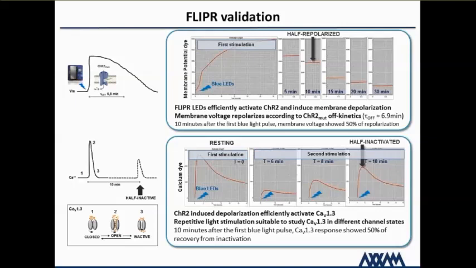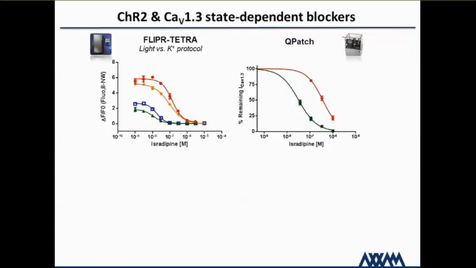Following the membrane voltage recovery kinetics, after about 10 minutes from the first blue light pulse, the Ca1.3 calcium signal was about 50% of its initial value, suggesting that 50% of the Ca1.3 channels are still in the inactivated state. So we use this condition of repetitive light stimulation to study the Ca1.3 channel in a resting state during the first stimulation or in an inactivated state when we pulse after 10 minutes.